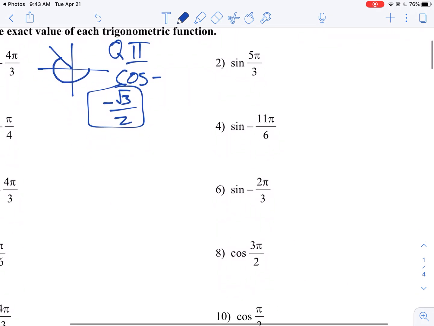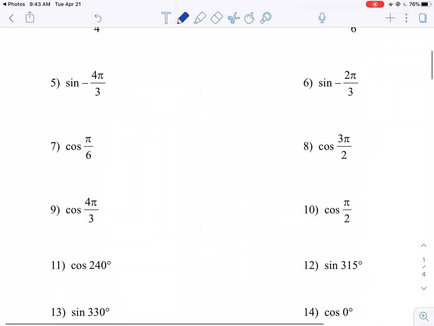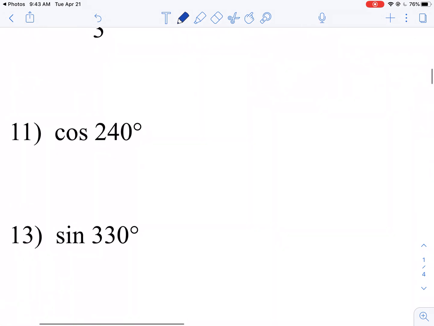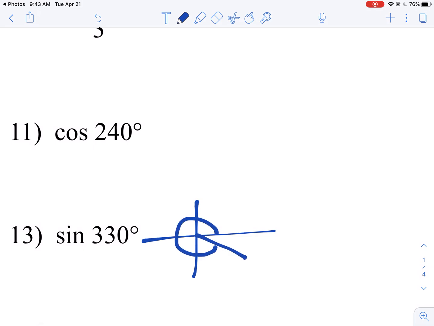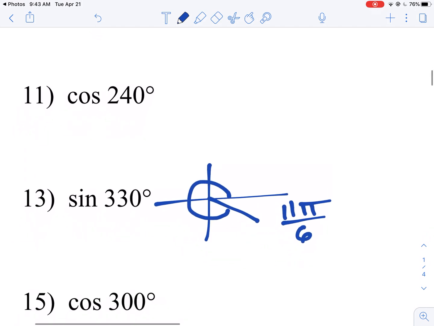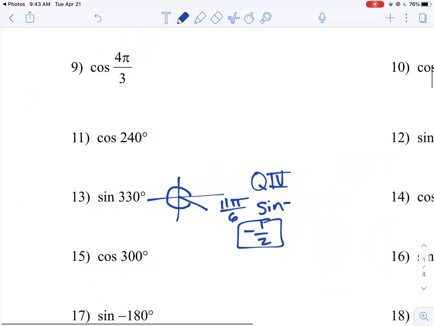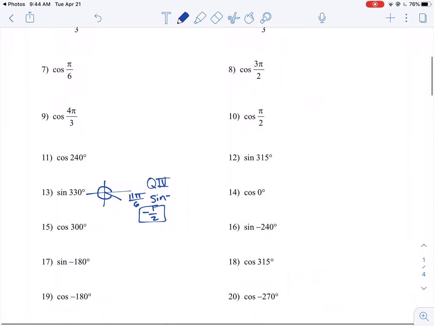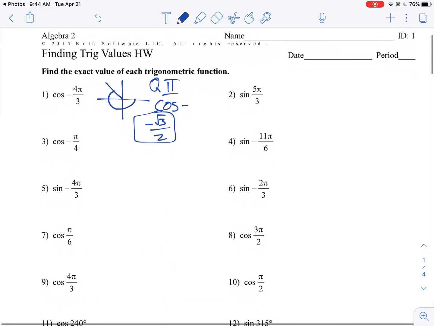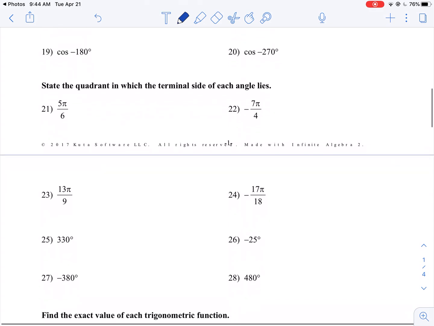When I'm talking about the sine of 330 degrees, I go ahead, I draw out 330 degrees. I can also look at my unit circle and see that this is the same thing as 11 pi over 6. I'm in quadrant 4, so that means my sine is negative, and since I'm with a pi over 6 angle, that means I'm looking at negative 1/2 as my sine for number 13. So I'm just going to go through and do that same process. This is just asking about sine and cosine over and over and over.